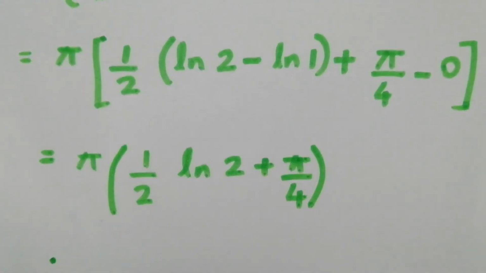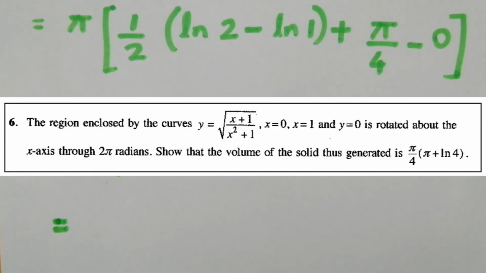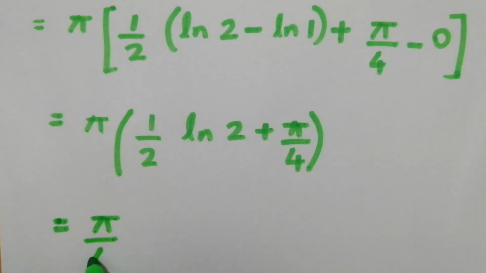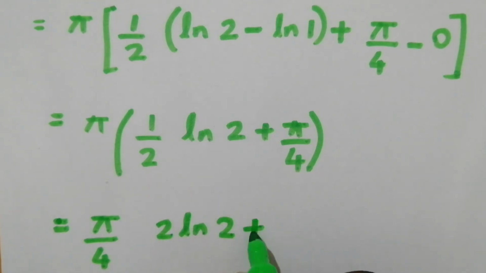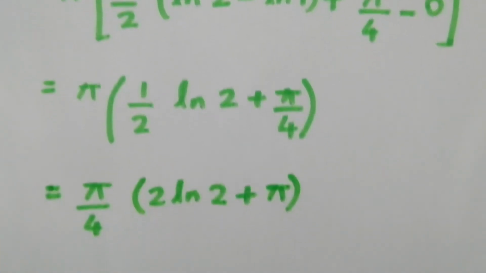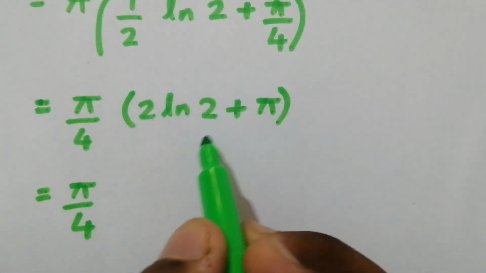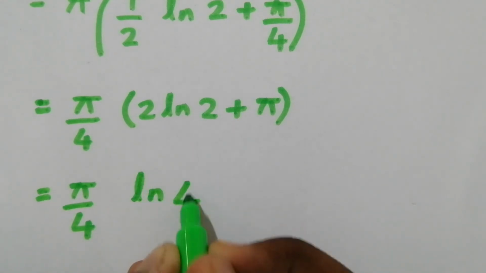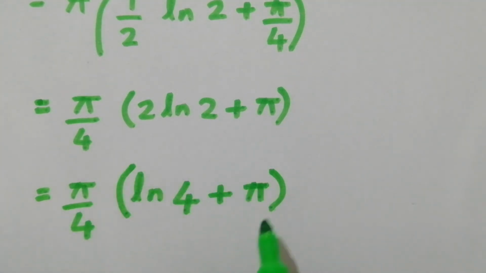We can further simplify this to get the answer given in the question. For that, they have given a pi upon 4 outside. Then I can take 4 out by multiplying both terms by 4. If I multiply this by 4, I have 2 ln 2, and if I multiply this by 4, I have pi, then pi upon 4 times. According to the laws of logarithms, we can take this 2 as a power, then 2 squared is 4. It is ln 4 plus, nothing to simplify in here, pi. This is the answer given in the question.